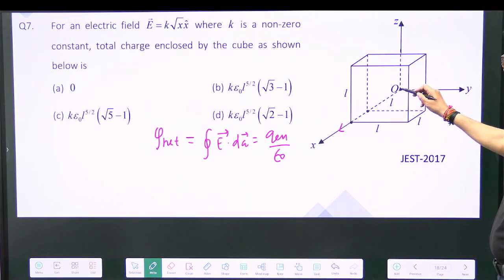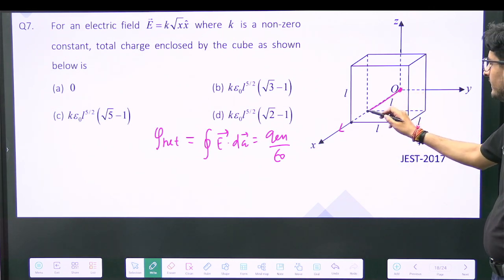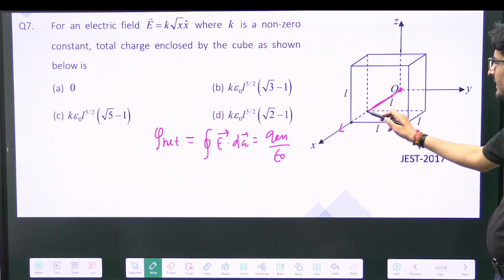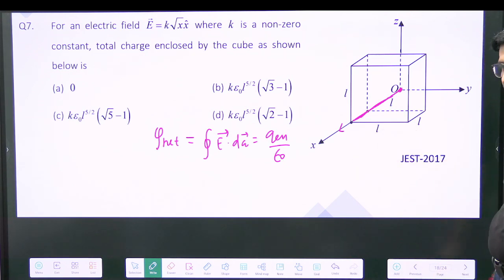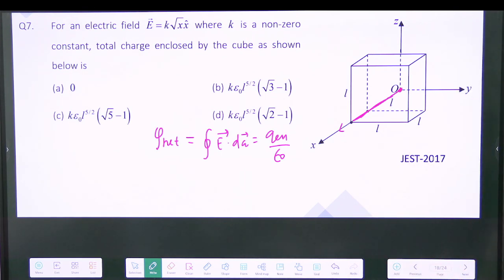And this is the origin, and this length is L, and again this length is L. Something like this. Actually, the field is non-uniform. So first of all, let us calculate the flux on the frontal surface and then on the back surface.